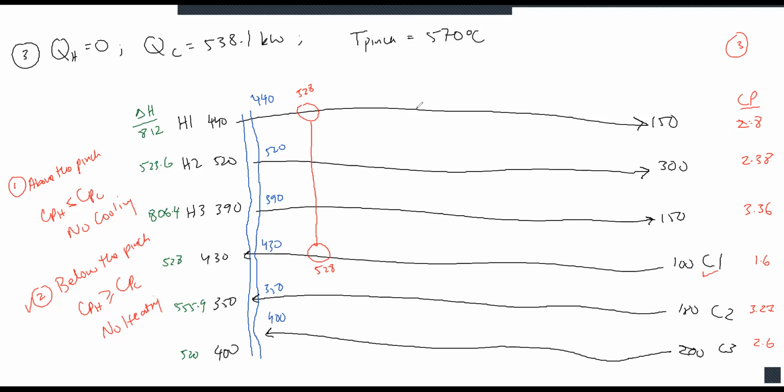So let's have a look. So can I connect H1 to C2? 2.8, is it greater than 3.27? No, so I can't make this connection. Can I connect H1 to C3? Yeah, I can make this connection.